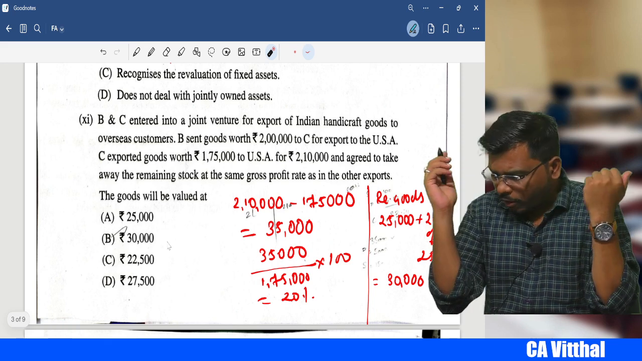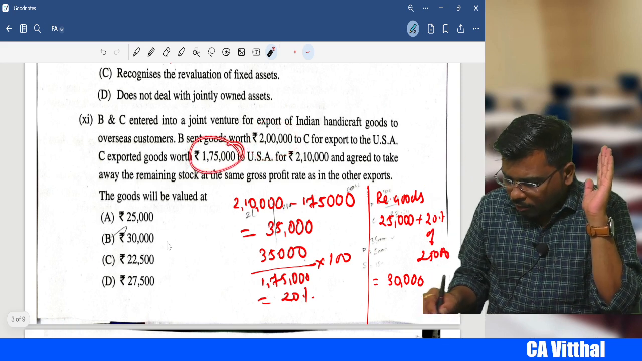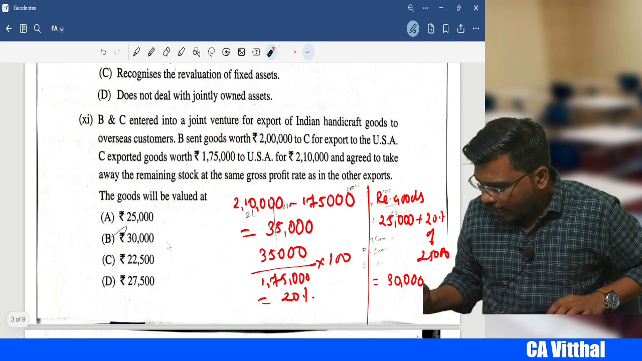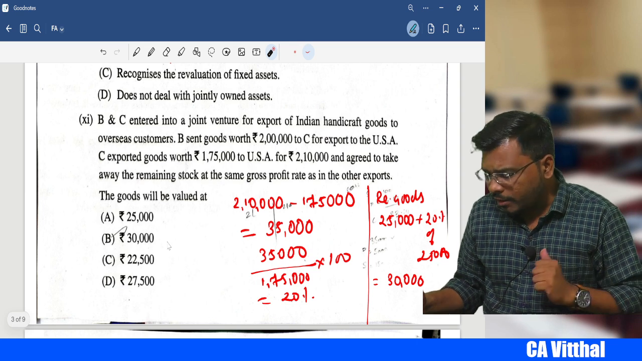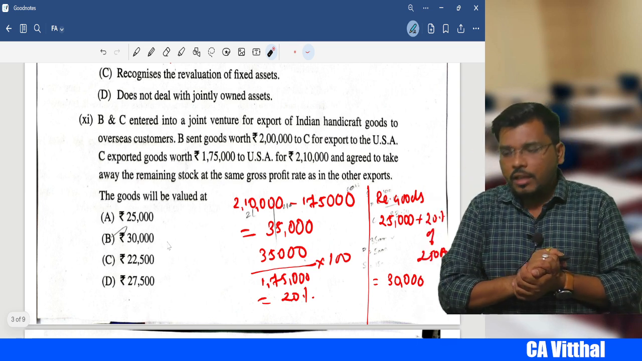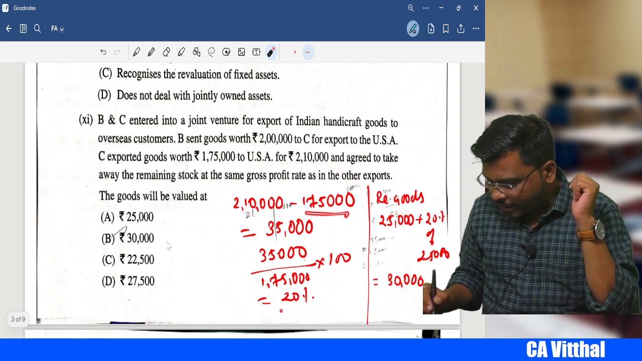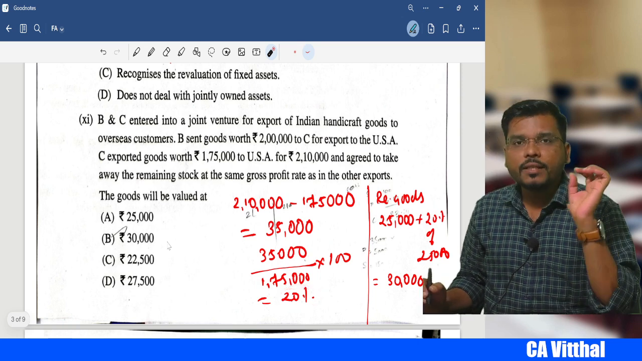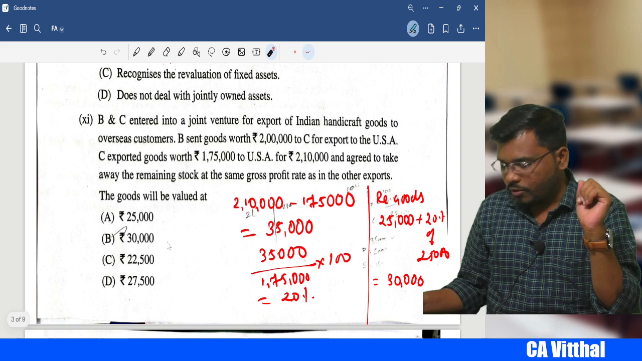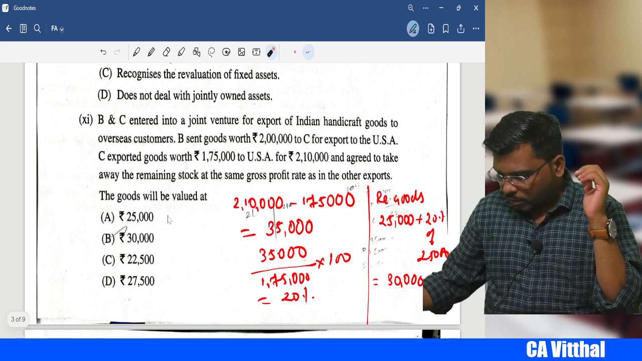So how much are the remaining goods, sir? 2 lakh worth of goods, out of that 1,75,000 he has sent. How much is left? That is 2 lakh minus 1,75,000, that is 25,000. But he has taken not at cost, but at the same profit margin. So how much is the profit margin? That is 35,000 profit on 1,75,000, so profit becomes 20%. So add 20% profit, which becomes 30,000. So they have taken at 30,000. Right, my dear students? Okay.